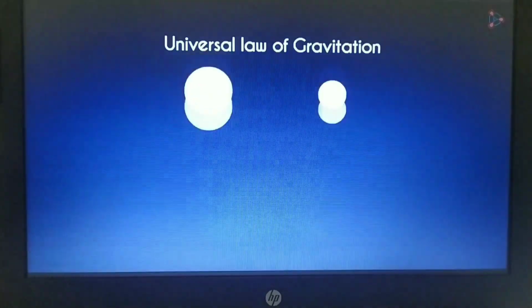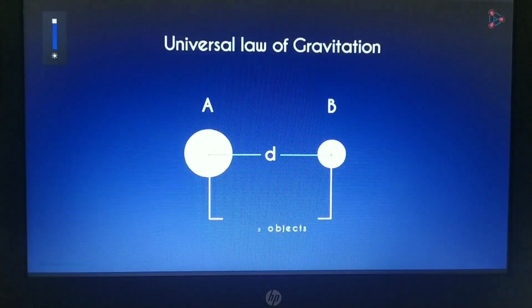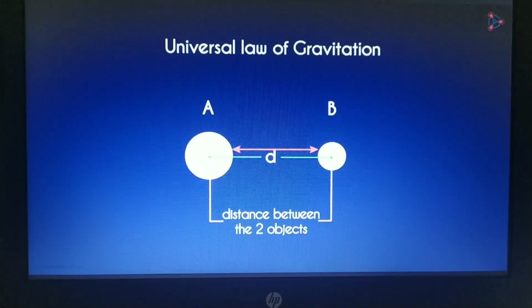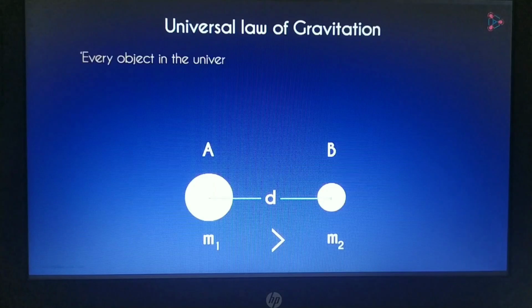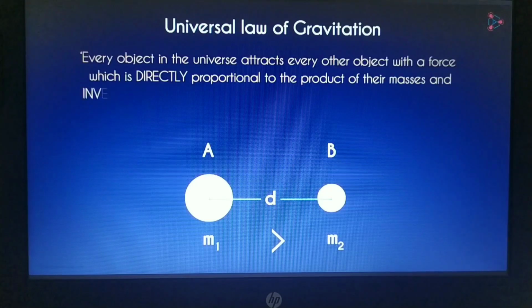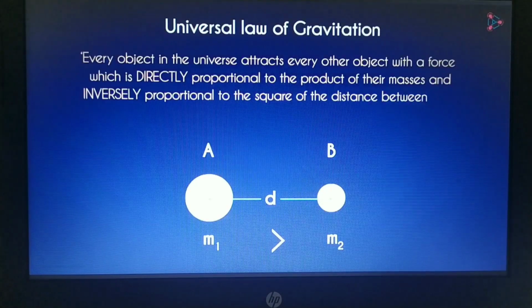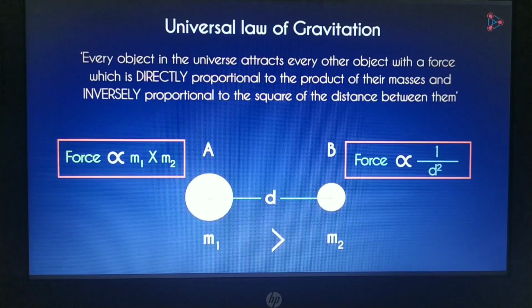Say there are two objects A and B separated by a distance d. The distance between the centers is considered the distance between the two objects and not this distance. Assume that the mass of object A is m1 and that of object B is m2. As object A is bigger, let's assume m1 to be bigger than m2. The universal law of gravitation says that every object in the universe attracts every object with a force which is directly proportional to the product of their masses and inversely proportional to the square of the distance between them. Let me repeat. The force is directly proportional to the product of their masses and inversely proportional to the square of the distance between them.